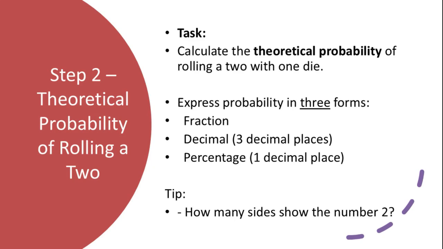Next, calculate the theoretical probability of rolling a 2 with one die. Theoretical probability is based on the possible outcomes in a perfect world where all outcomes are equally likely. To calculate the theoretical probability of rolling a 2 on a 6-sided die, divide the number of favorable outcomes by the total number of possible outcomes. Consider how many sides show the number 2. Express your answer as a fraction, decimal, rounded to 3 places, and percentage, rounded to 1 decimal place.